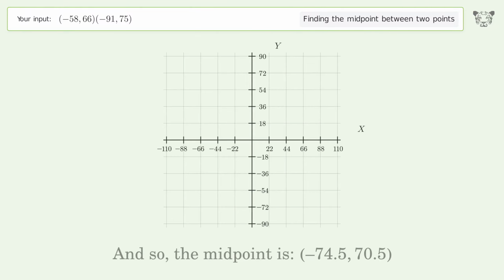And so, the midpoint is negative 74.5, 70.5.